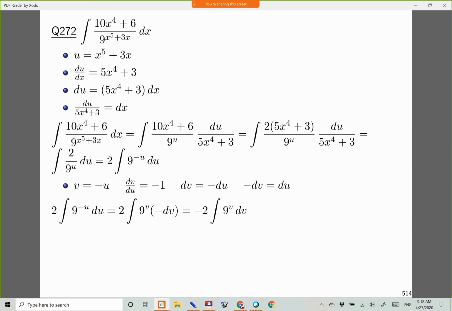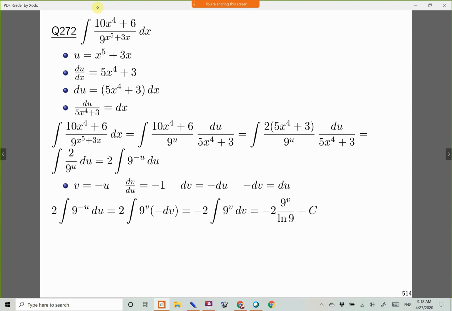Okay, now see that's what this replacement v equals negative u did for us. Now we've got an exponential function where we've got 9 raised to a power, and the exponent is just the variable. So now we can apply our exponential anti-differentiation rule. So copy the negative 2, and then the antiderivative of 9 to the v is 9 to the v over ln of 9. Oh yeah, we've now found an antiderivative, so we have a plus c here.